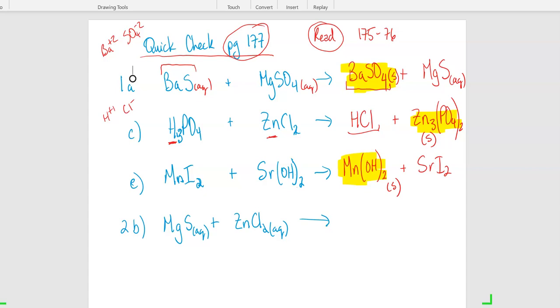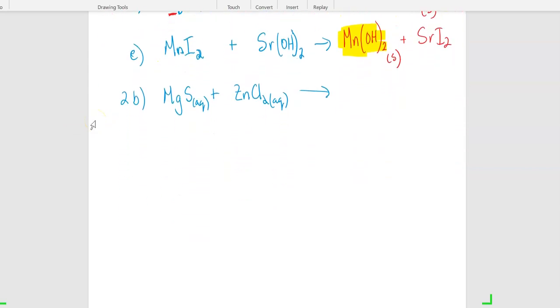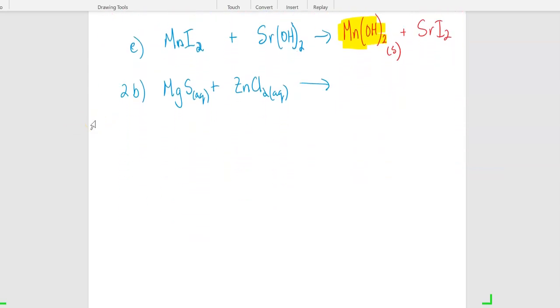The next question is now getting you to, once again, go through writing the double replacement. So from the double replacement to the complete ionic to then the net ionic by identifying spectator ions. So here's our reactants, magnesium sulfide and zinc chloride, which is going to give us zinc sulfide plus magnesium chloride.